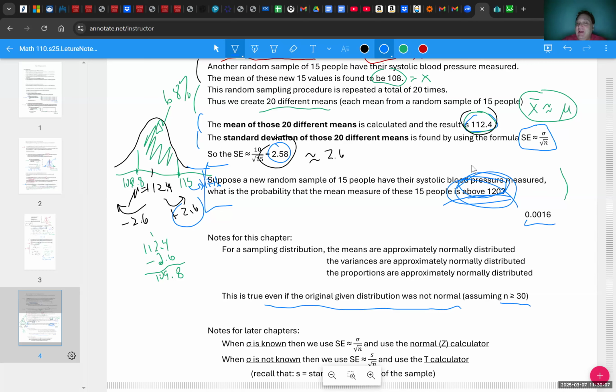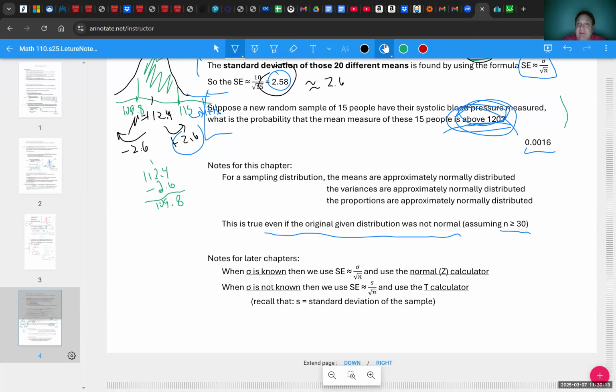And a little foreshadowing for later chapters. Just a note: if you have a known sigma, meaning you already know the standard deviation of the original distribution, then we use the formula I talked about before. The standard error is sigma over root n. And we use what's called the normal calculator, the one I showed you, also sometimes called the Z calculator.